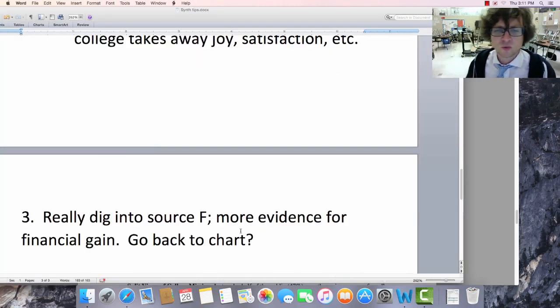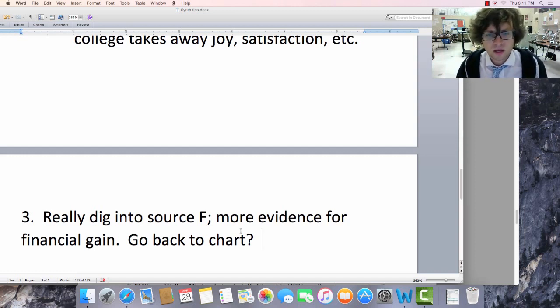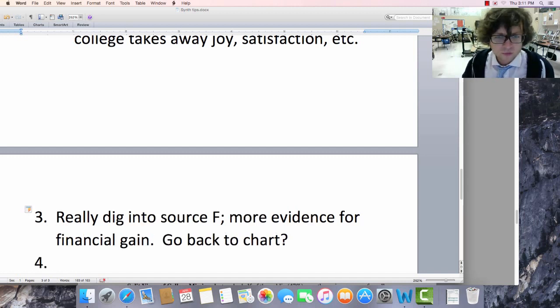You don't just want to summarize what's in F. You want to actually interact with that. So to wrap things up here, we want to talk about that final paragraph. And I said a good place to start would be to refute somebody who seems to be against you.